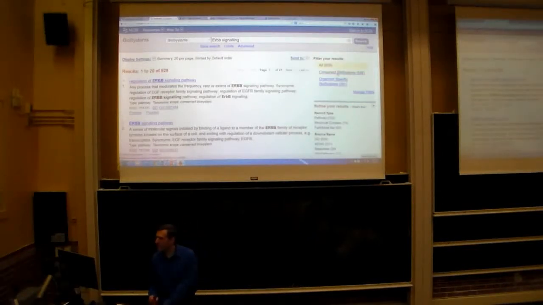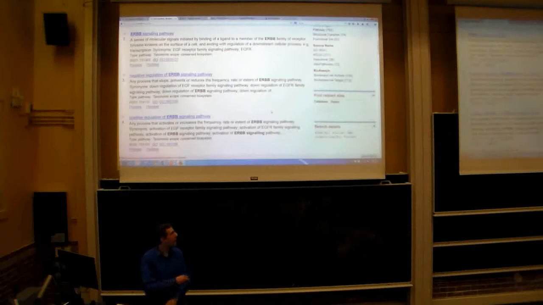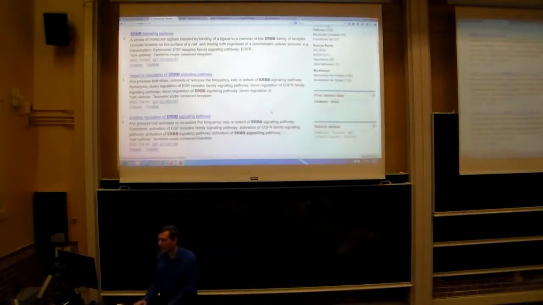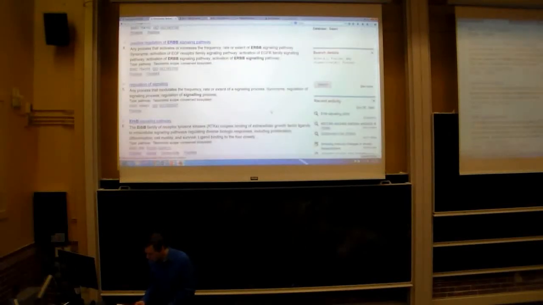I'll limit this to conserved biosystems, which is just going to cut it down a bit to ones that are found across organisms, but still we have a number of different annotations associated with this biosystem. We can see that there are GO terms associated with these different biosystems, so we could go back to the gene ontology, learn about all of that. But I'm going to just pick one of these, and we can see what is showing up here. And the one that we want to look at for the moment is this one here, Irby Signaling Pathway.